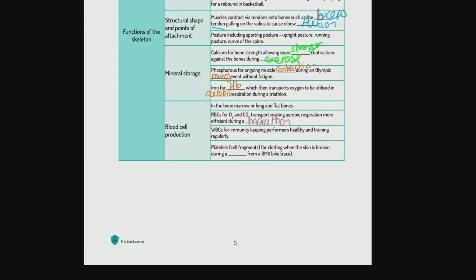WBCs, white blood cells, for immunity, so you can perform as healthy and train regularly, and platelets, which are cell fragments, not cells, for clotting when the skin is broken during a fall from a BMX race.